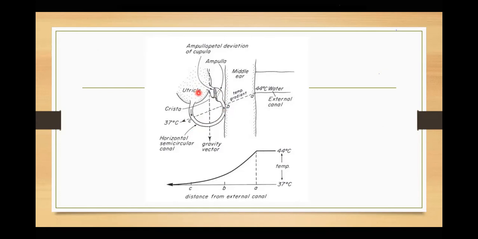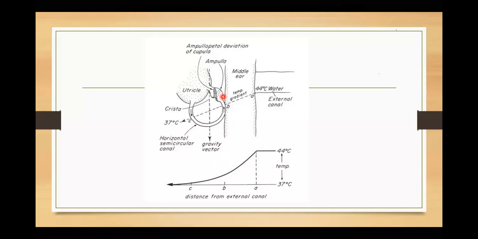Okay, if it is cold water, then what happens? The volume reduces. So what happens? The other endolymph, which is not exposed to this temperature, will try to come inside. So the cupula will be deflected away from the utricle in this direction, where my pointer is being shown. So inhibitory responses.